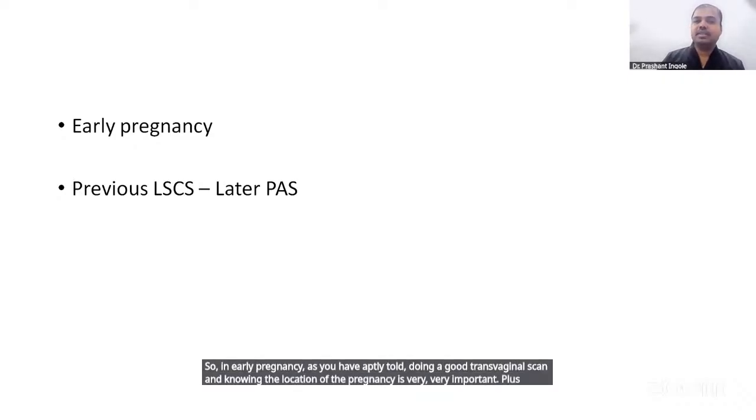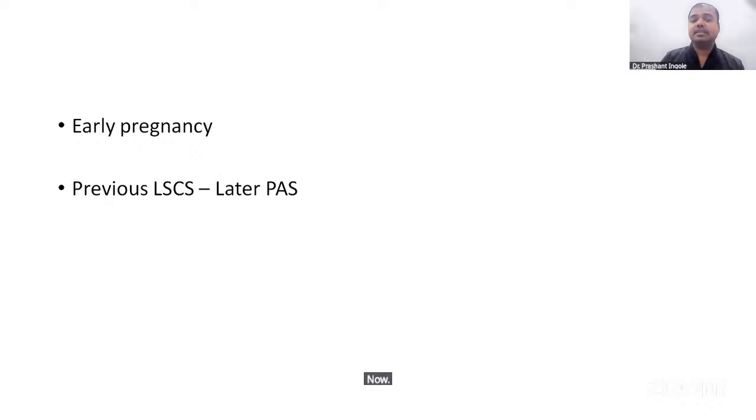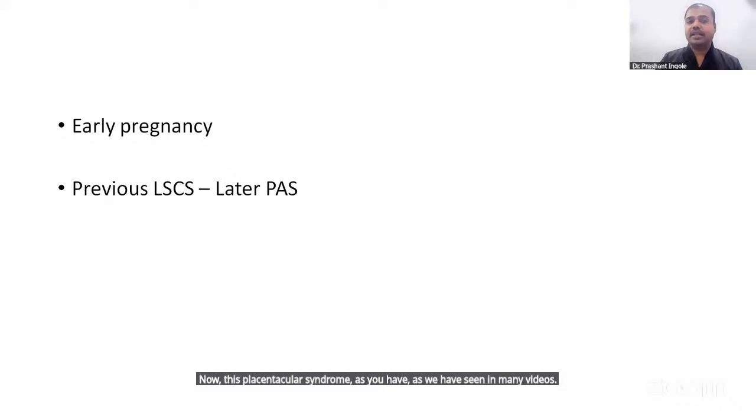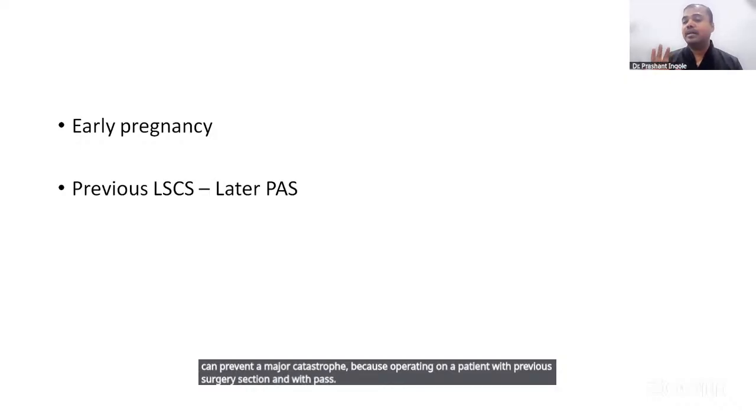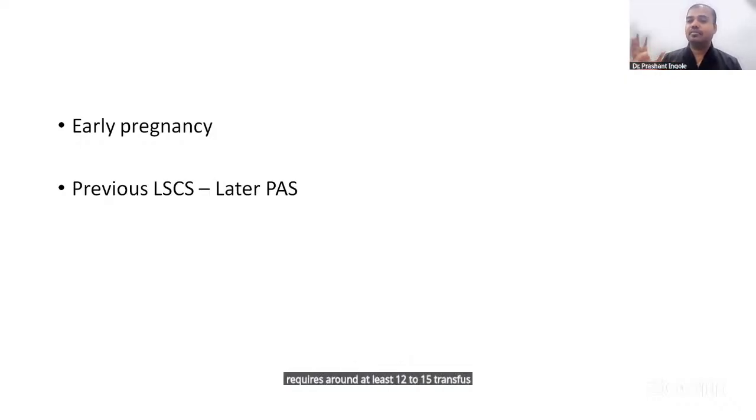Plus, in a previous cesarean scar pregnancy, it will also help us to know about the placenta accreta syndrome, which we will see in the later part of the pregnancy. Now, this placenta accreta syndrome, as we have seen in your many videos and lectures where you aptly deal with them by just putting in KCL, can prevent a major catastrophe, because operating on a patient with previous cesarean section and with PAS requires at least 12 to 15 transfusions and a lot of stress.